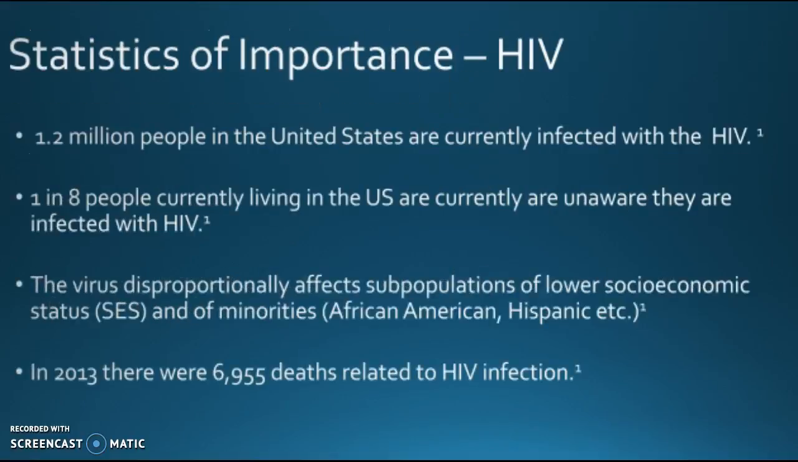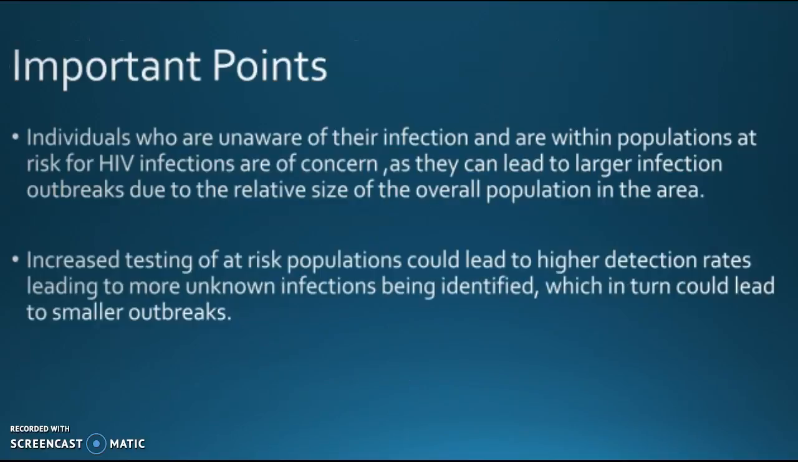A couple of statistics: 1.2 million people in the U.S. are currently infected with HIV, 1 in 8 of whom are unaware of their infection. The virus disproportionately affects subpopulations of lower socioeconomic status and minorities. In 2013, there were just under 7,000 deaths related to HIV infection.